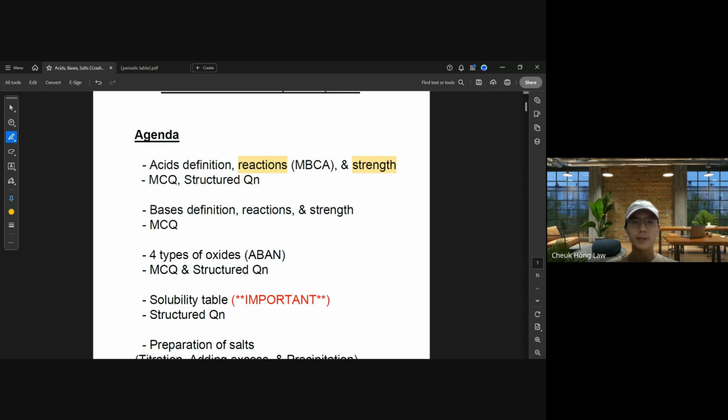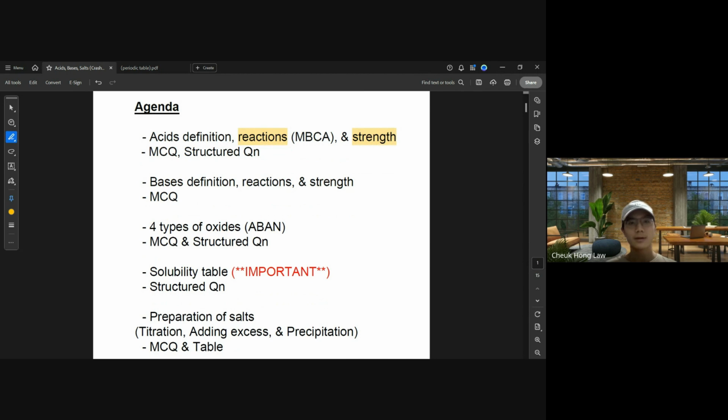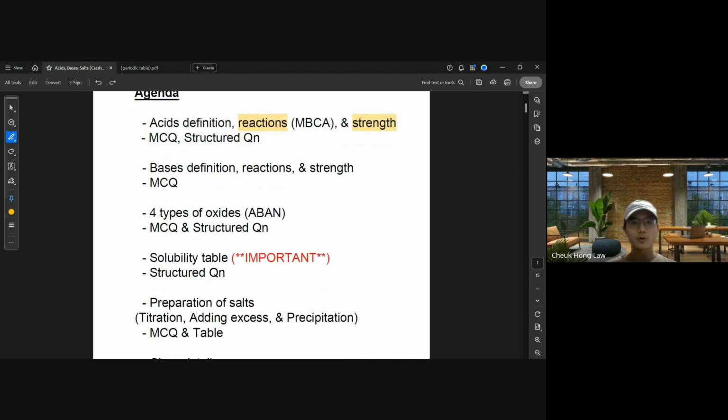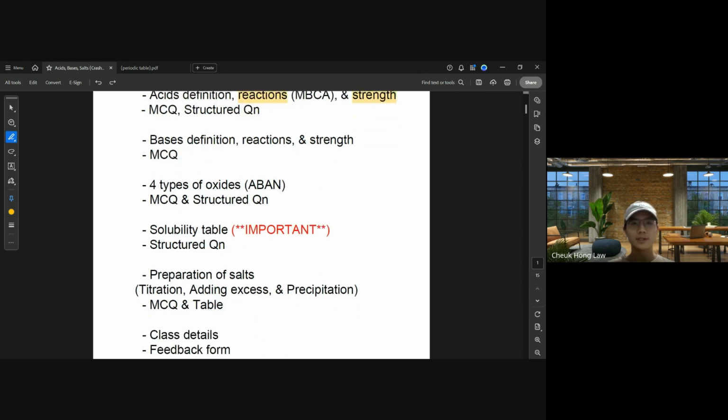Next we'll go through bases: definition, reactions, and strength again. Then there'll be an MCQ for you to try. Then we'll go through the 4 types of oxides. I'll give you some memory shortcuts that you can use to remember some of these concepts. Then there'll be questions again.